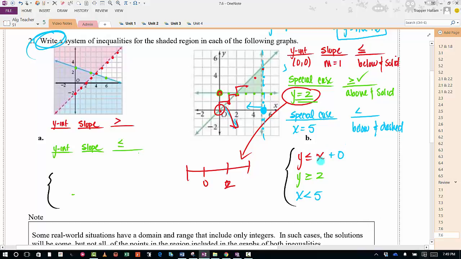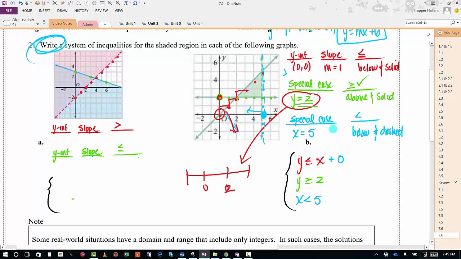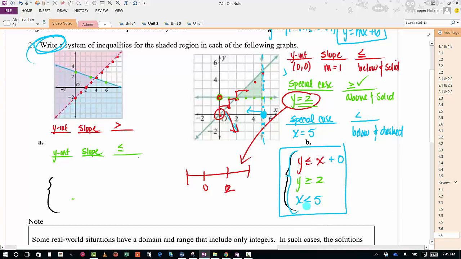or y is less than or equal to x. So the second one, since we already know it's y equals 2, all we have to do is add the inequality. So we're just going to change that equal sign to a greater than or equal to sign. And for the x, the same thing. We already know what the equation looks like because it's a special case. Instead of the equal sign, we're going to change that to a less than sign. So this would be the system that represents that. And remember, this fancy bracket just identifies a solution set. That just means that here's the system.